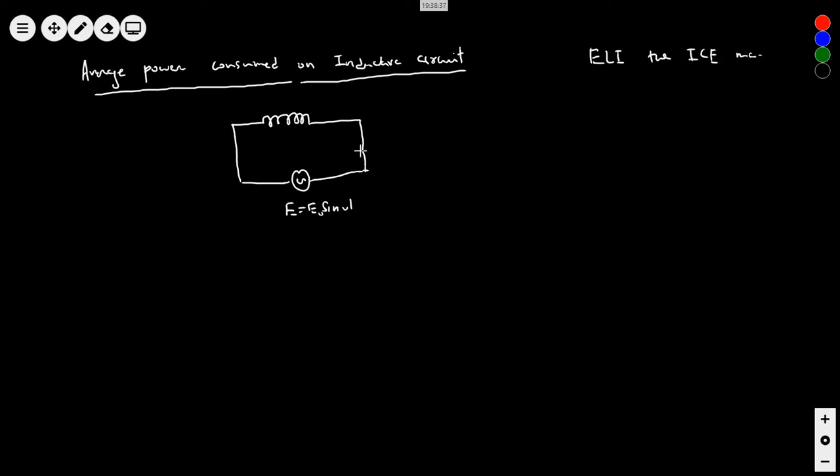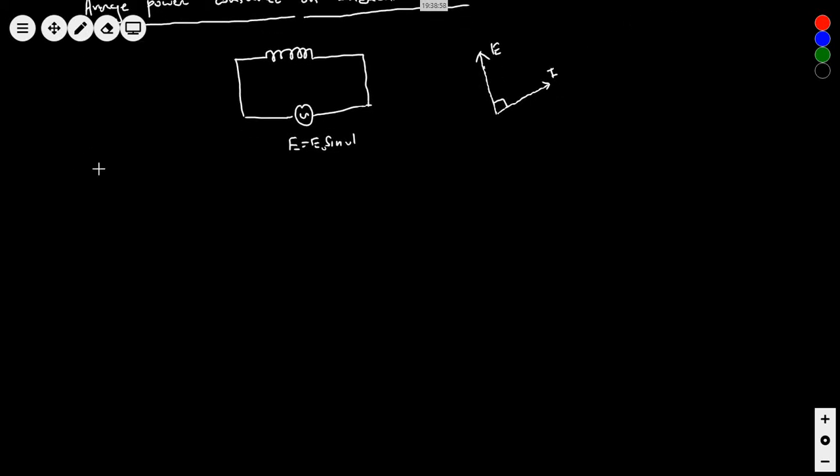Here you see, in the case of an inductor the voltage is leading. What does the phasor diagram say? Here's the phasor diagram. This is the voltage and this is the current. This is 90 degrees. This is E and this is I, right? So the voltage is leading. What is the expression for voltage? It is E naught sine omega t. Current will be I naught sine of omega t minus pi by 2. This I have already discussed with you.